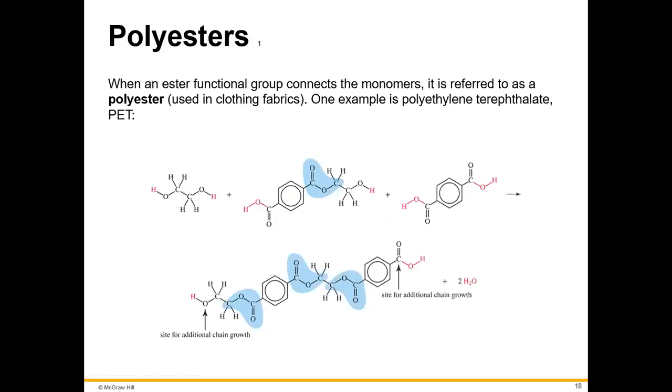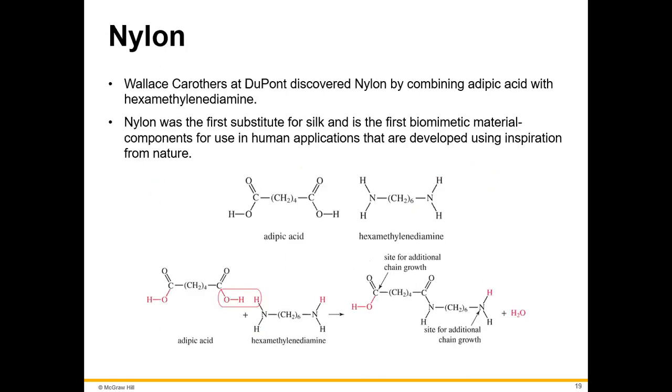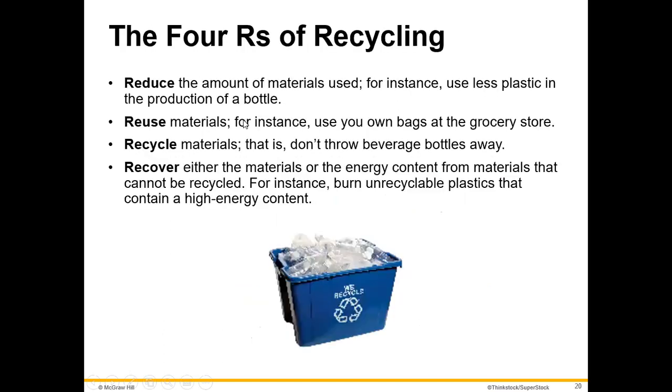Polyester is something I'm sure most of you are familiar with. When you use an ester to connect the monomers, we call it a polyester. And a lot of these are clothings, right? Nylon is the first substitute for silk. How about that? And again, I'm not going to make you memorize these things, but nylon is a polymer as well. And I'm sure you've heard this since you were in probably the 3rd grade or so. Reduce, reuse, recycle. And then you may not have heard the 4 R's, recover, either the materials or the energy content. So there are actually 4 R's, not 3 R's.